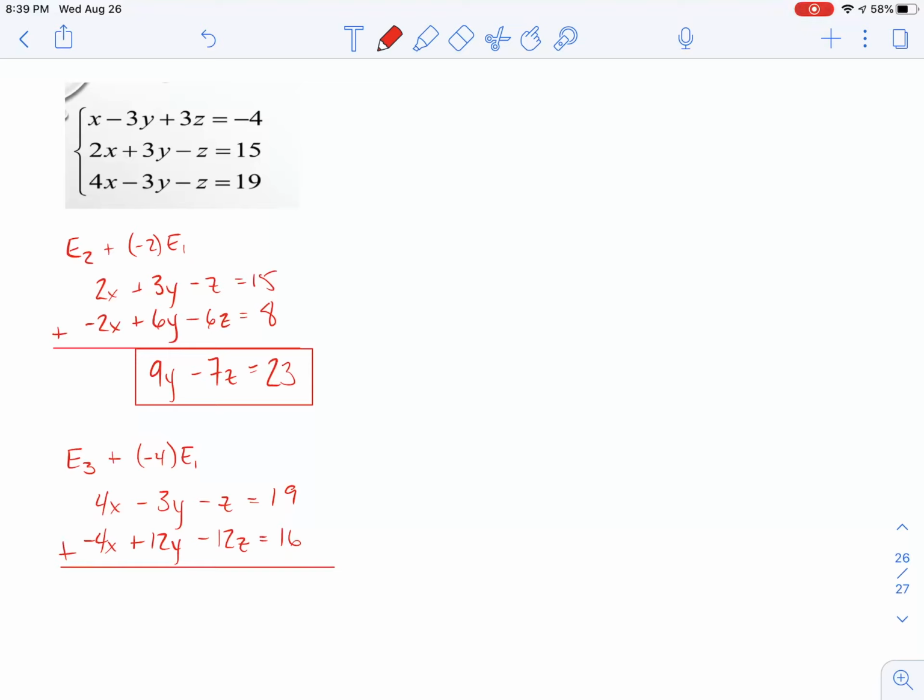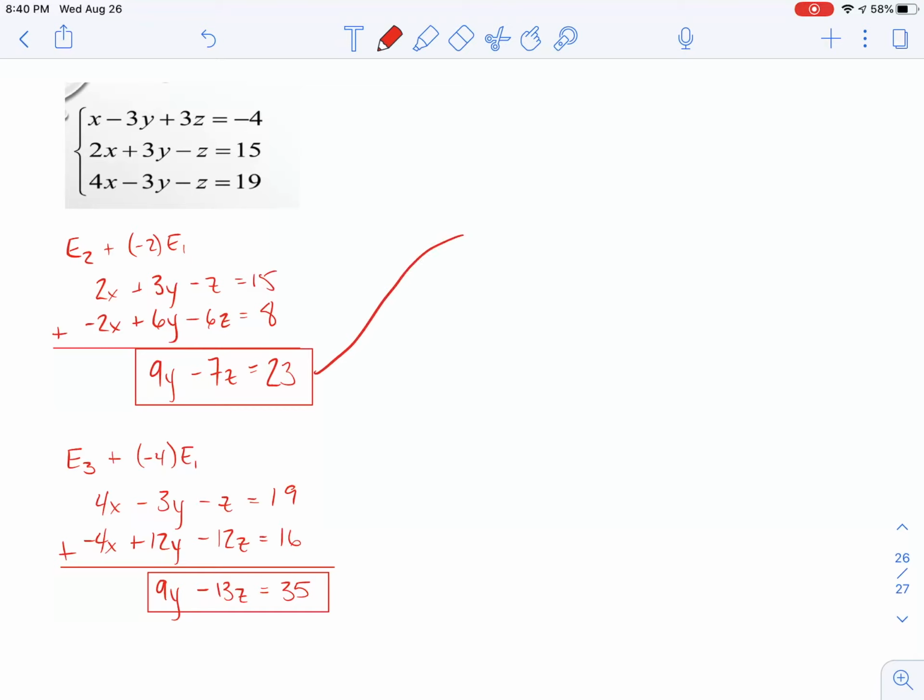Okay, again, I'm adding these together, and it's also a really good idea to glance and double check your work. Make sure that all of the simple math that you're doing with multiplying is correct. All right, so I'm going to add everything together. My negative 4x plus 4x is going to go away. Negative 3y plus 12y is going to give me 9y. And negative z minus 12z is going to give me negative 13z. And equal to 19 plus 16 is going to give me 35. So again, I'm going to throw a box around this. This is my second equation in my system of two.